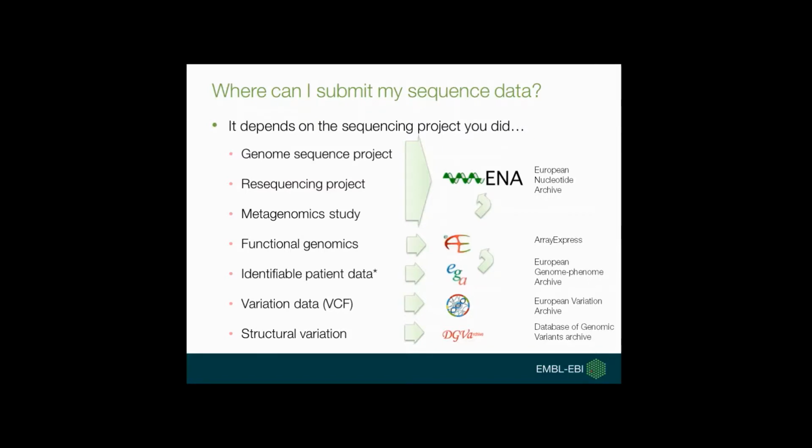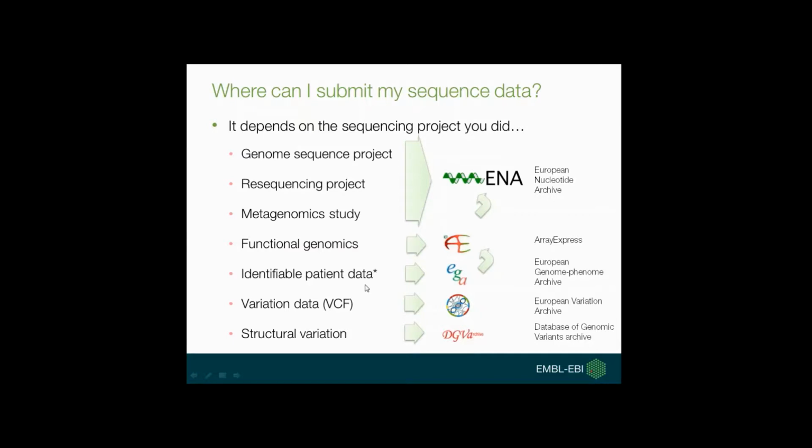However, if you're doing functional genomics, maybe some kind of RNA-seq experiment where you're measuring transcript abundance in different experimental conditions, in that case you'd submit to ArrayExpress. In fact, the data would then be passed along to ENA in the background, but ArrayExpress would remain the main port of call for your functional genomics data, both in terms of submission and then retrieving other data that exists in the public domain.